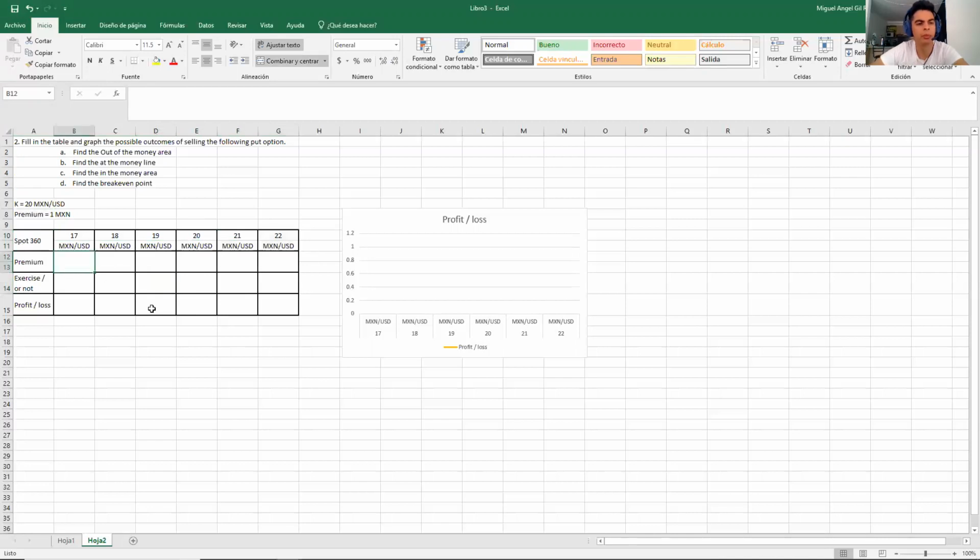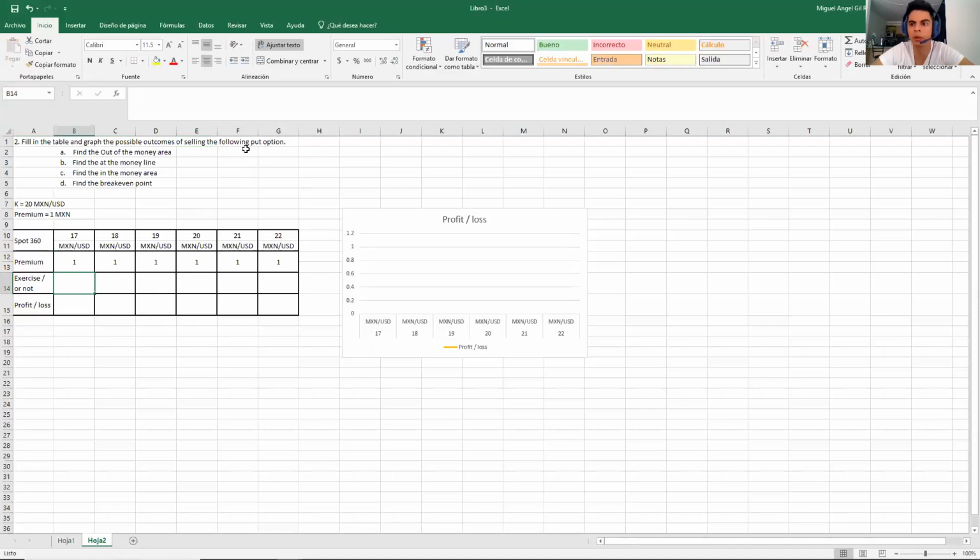So let's begin with the premium. Since we are selling the option, we will receive the premium, so it will be positive. And this positive premium is something that we will receive in all the cases, right? So 1, 1, 1, 1. That's pretty easy. Selling gives us the hint to know that we will receive the premium. Now the exercise or not, this one can be a bit tricky.